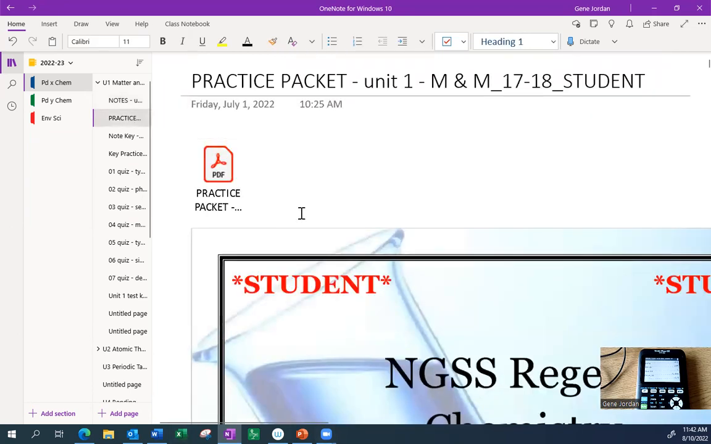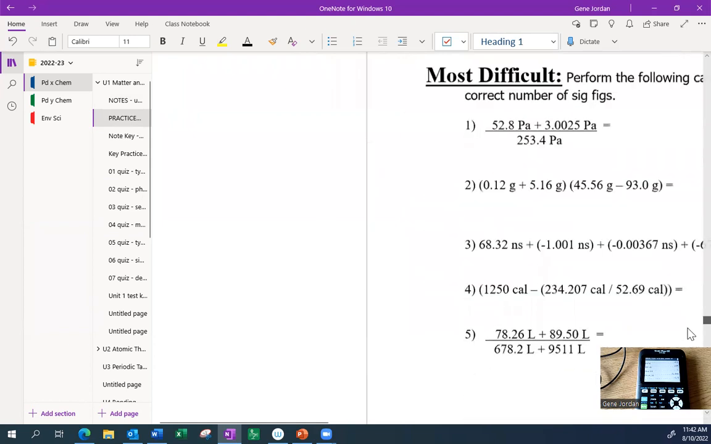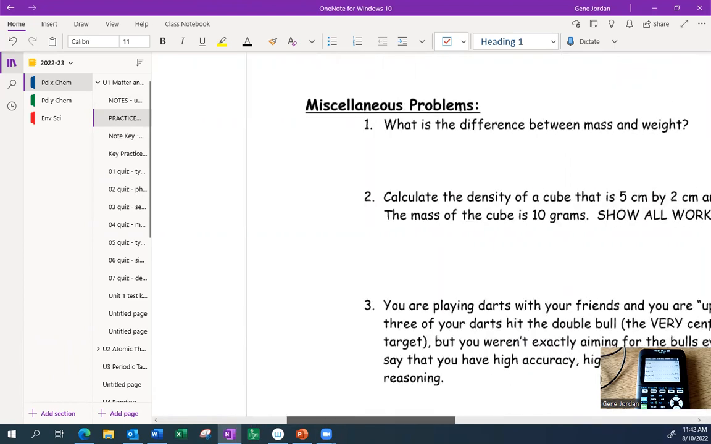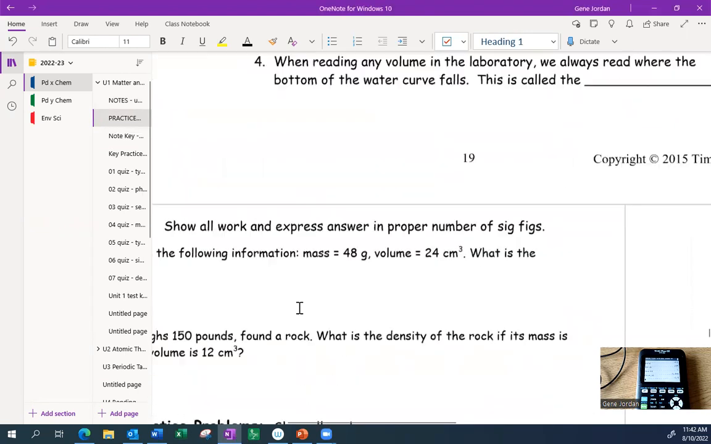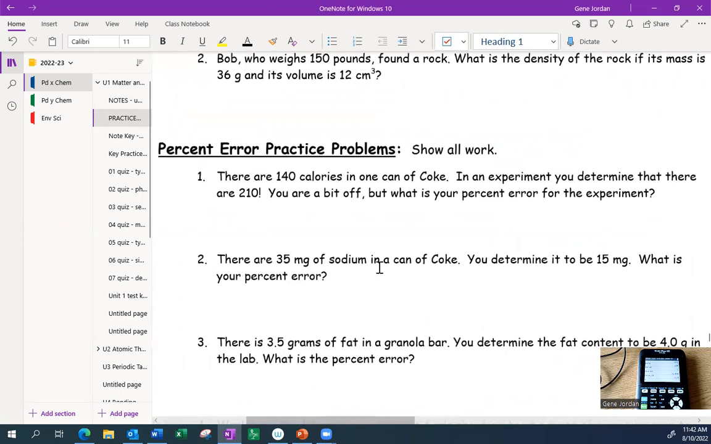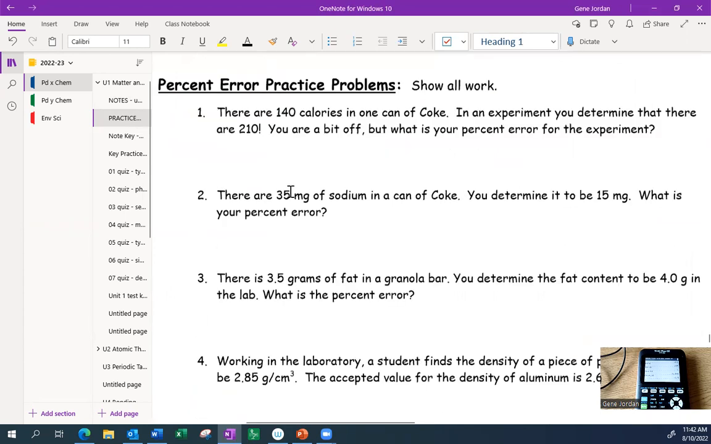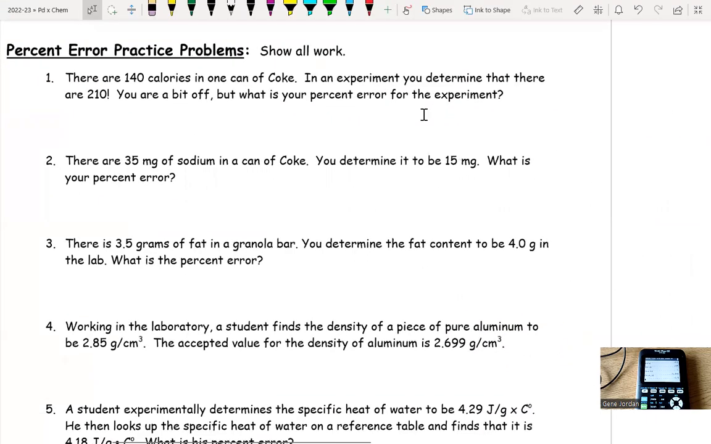Your practice packet does have homework in it, and you want to work on that in class, as well as on the dimensional analysis. Let me just get to that page so you understand. It's on page 20. It says percent error problems, but it's also next to the density problem. So you just have to recognize you're going to be working on this, but it's going to be just underneath that.